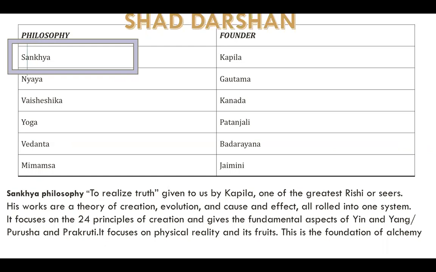I believe Sankhya is one of the most potent and is one of the ones that I use the most in astrology. Sankhya philosophy means to realize truth. It was given to us by Kapila, one of the greatest rishis or seers. So basically what it is, it's a theory of creation, and there's 24 principles to it. And we're going to be talking about kind of a cross-cultural examination of the elements.